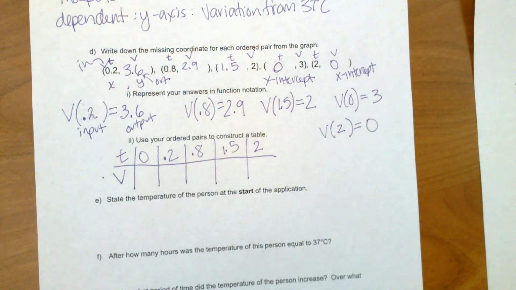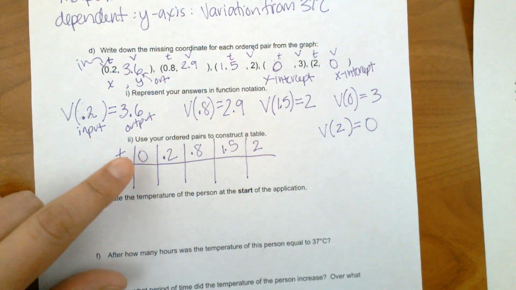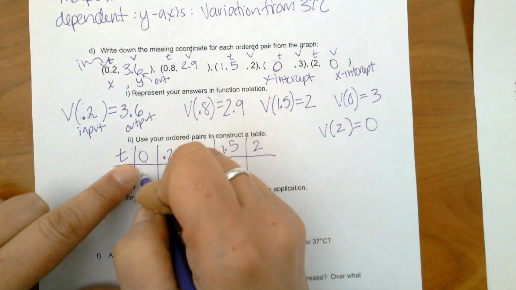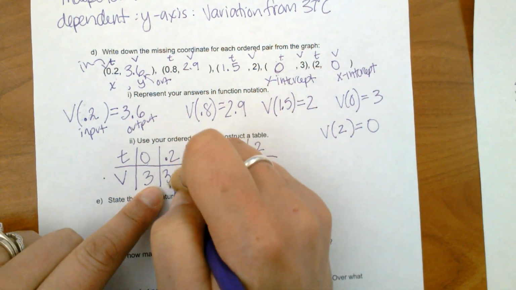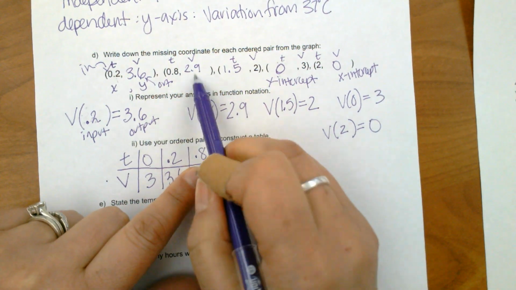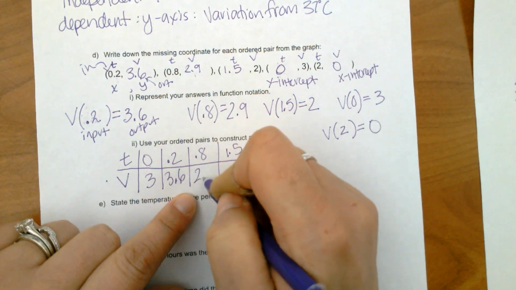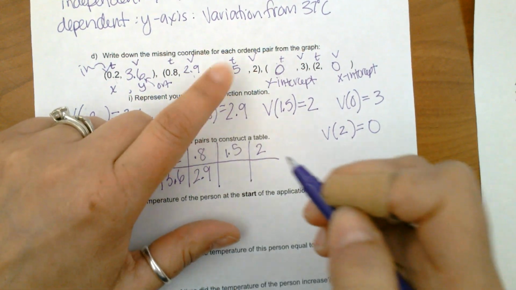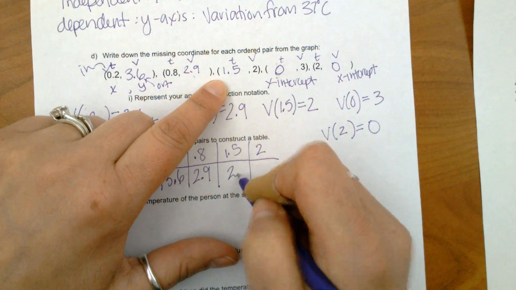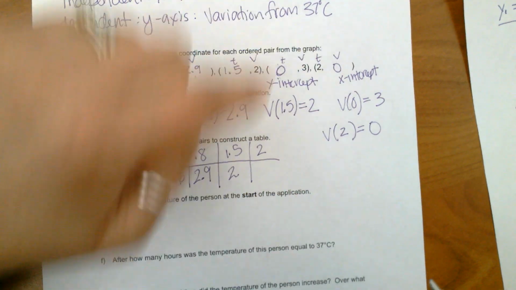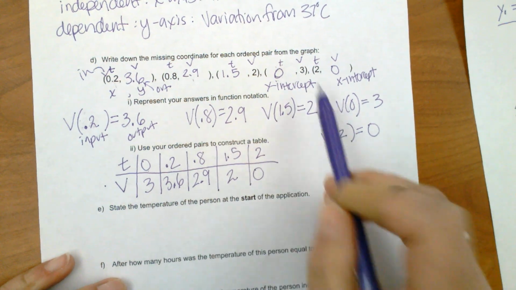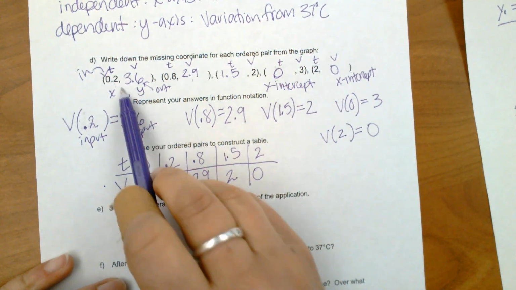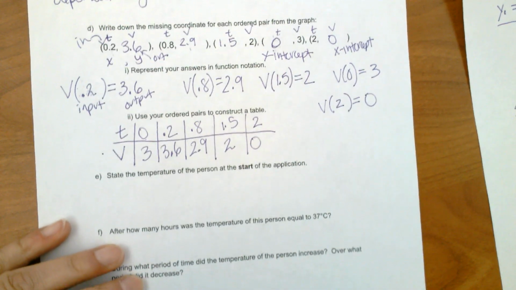Sometimes I'll just write them down and then I'll switch them. Okay, what do we have for a t of 0? We have 3. A t of 0.2, we have 3.6. A t of 0.8, we have 2.9. A t of 1.5, we have 2. And a t of 2, we have 0. So all I did is I just matched all of these up from their ordered pairs.